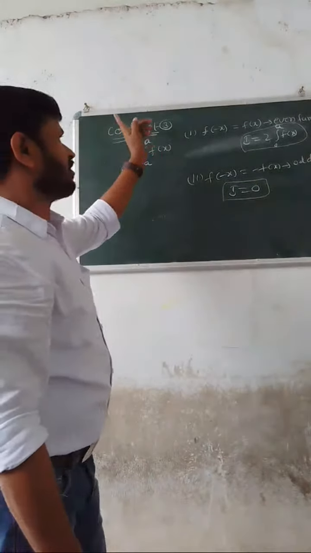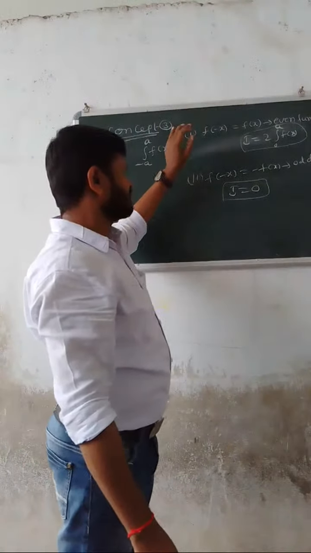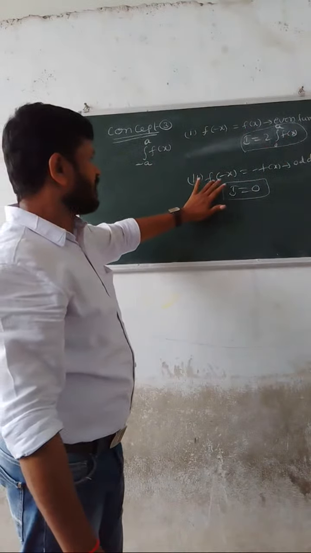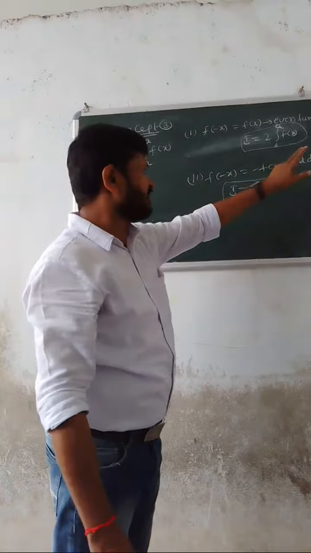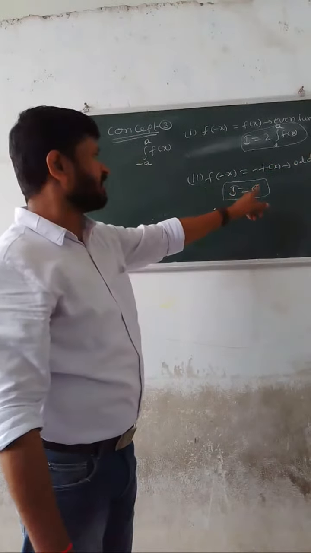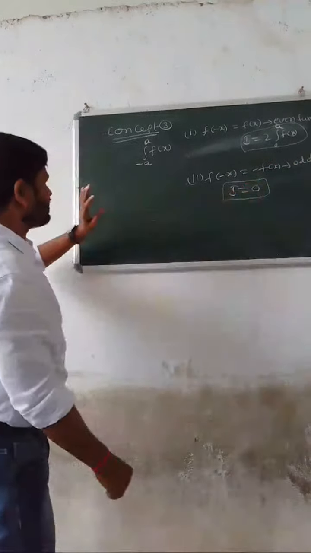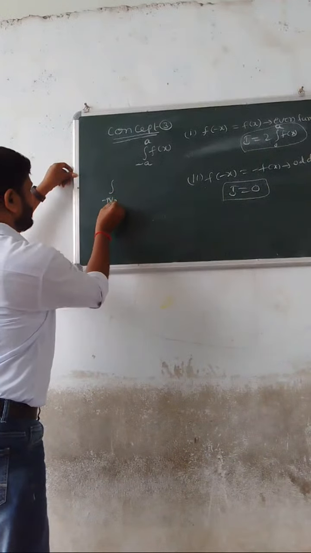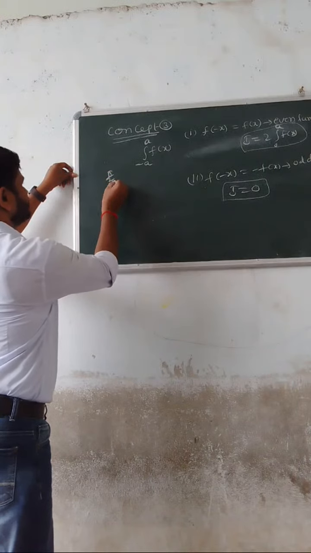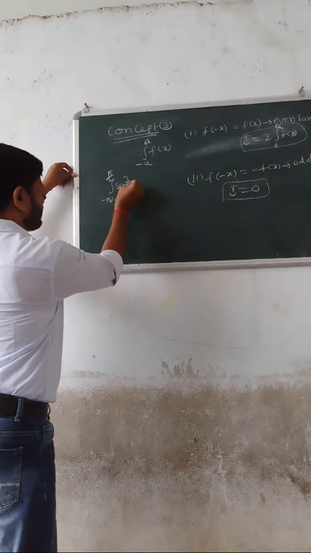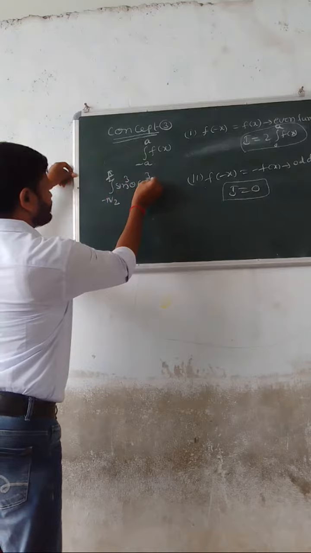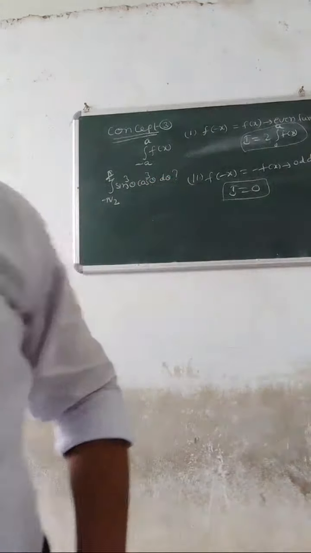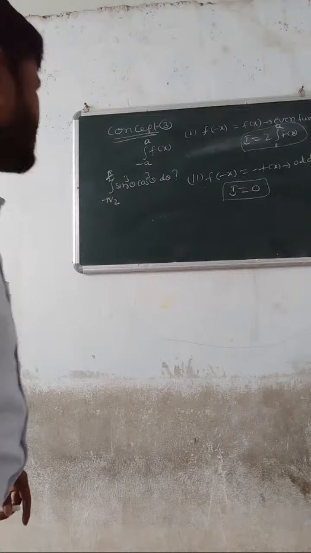That is concept number 3. f of minus x is f of x, that is an even function, and f of minus x is equal to minus f of x, that is an odd function, and the integration becomes 0. If I take one example question, minus pi by 2 to pi by 2, sin cube theta cos cube theta d theta, he asked. That is the question. Okay? Now, what happened? See this.